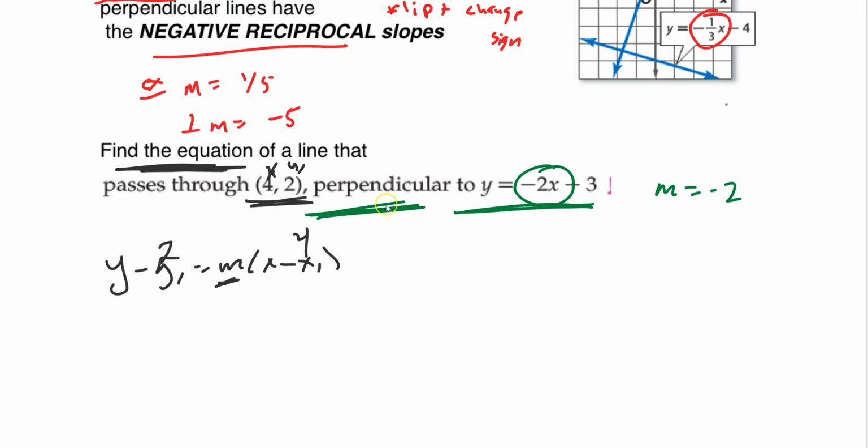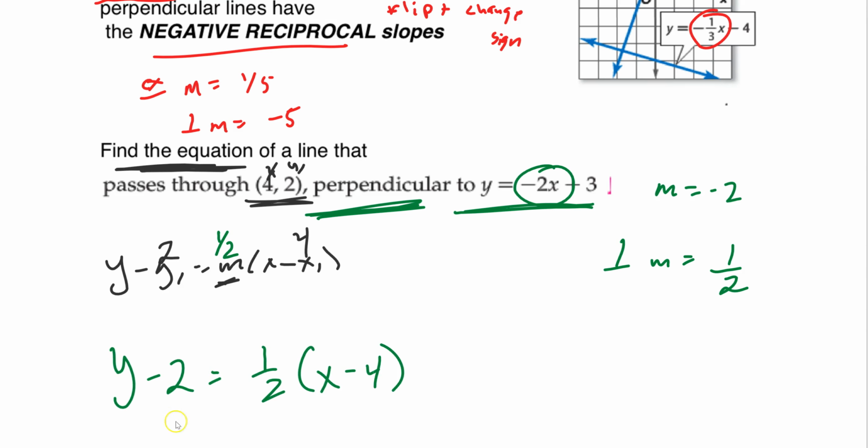Now, I want a perpendicular slope, so the one I'm going to use is not negative 2. It's actually going to be the negative reciprocal. Flip it and change the sign. So instead of a negative 2, it's going to be a positive 1/2. That's what goes here. Simplify a little bit. And there I go. Again, unless they specifically ask, that's my answer.